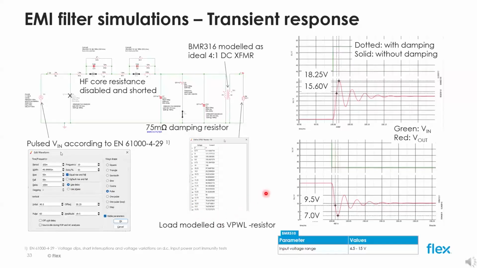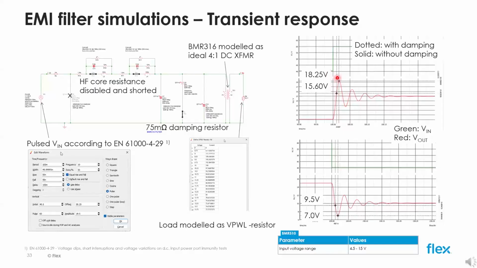Note that I'm modeling the BMR 316 as an ideal DC transformer, and the negative input resistance is that of the downstream voltage regulator module. Again, solid line without damping and dotted line with damping. Here, you can see a much more significant difference.